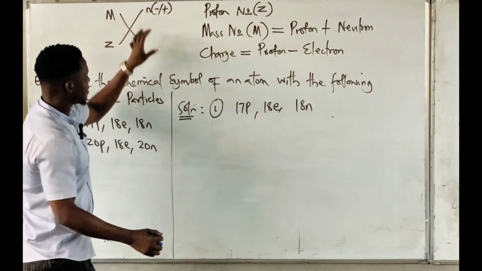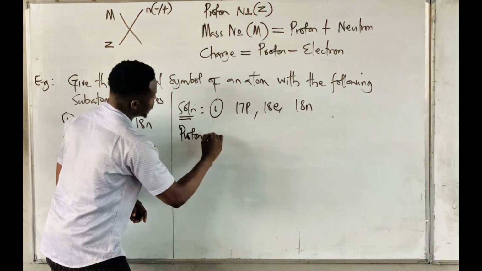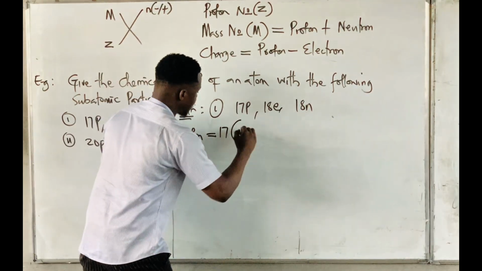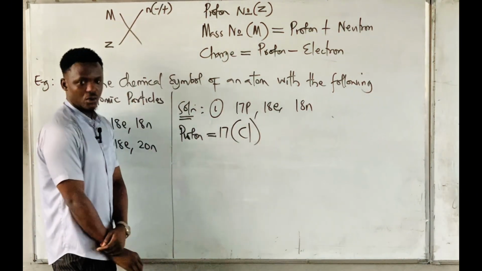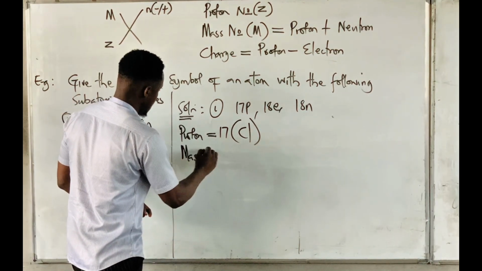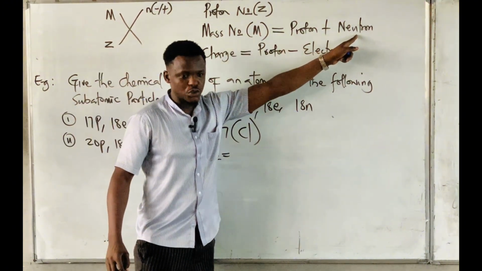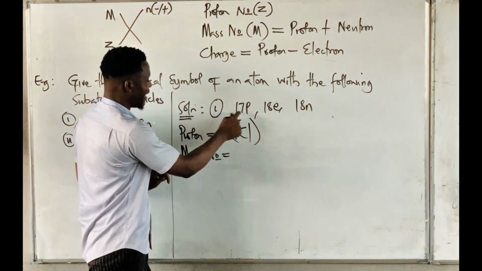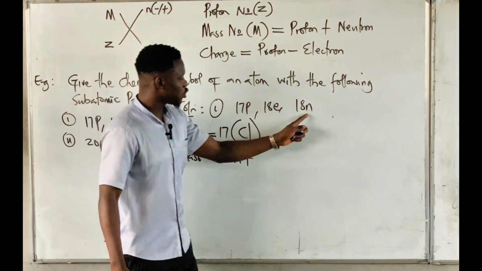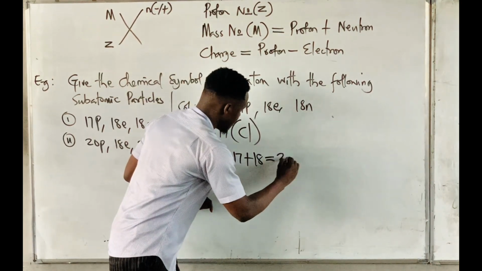So having said this, from here now, my proton is equal to 17. And proton is same thing as atomic number. Which atom has 17 as atomic number? Chlorine. Now the next thing I'm going to say is mass number. Mass number is proton number plus neutron. Class, what is the proton number in this guy? 17 plus, class, what is the neutron number here? 17 plus 18 is what? 35.